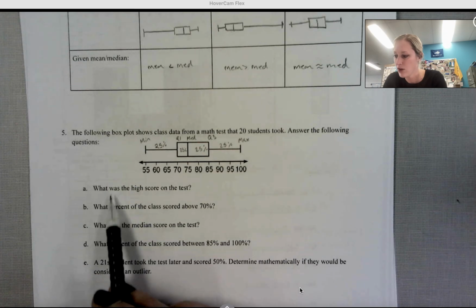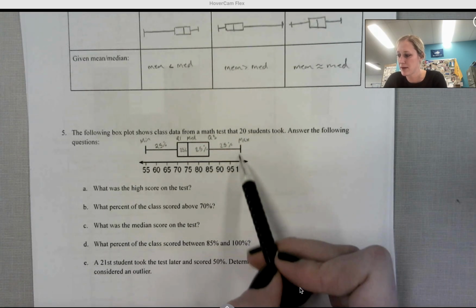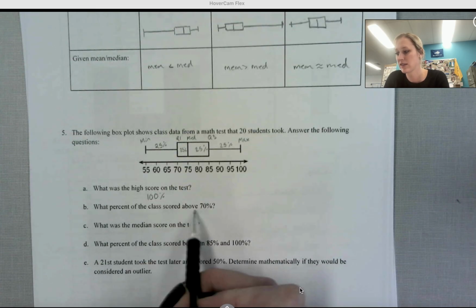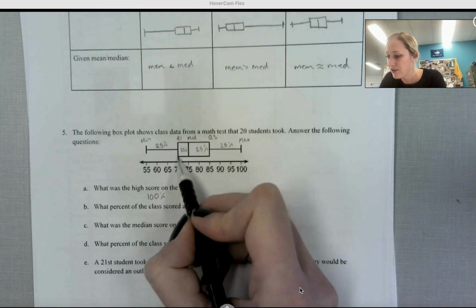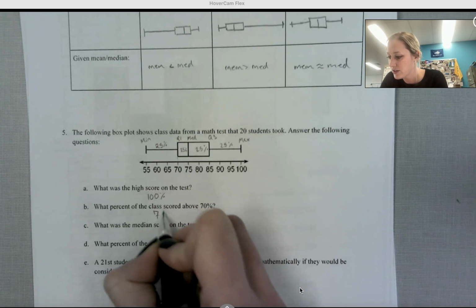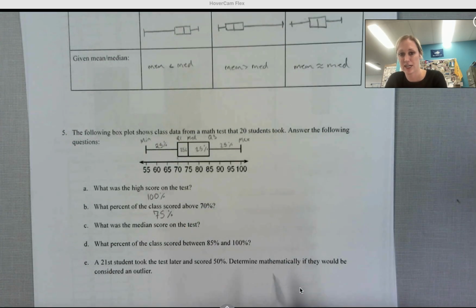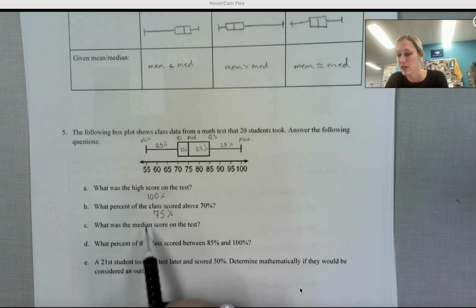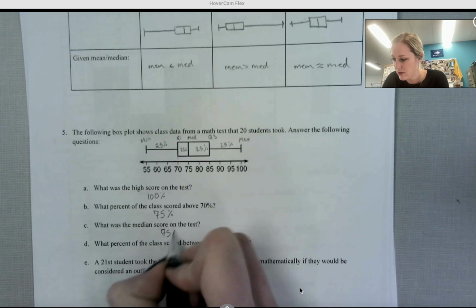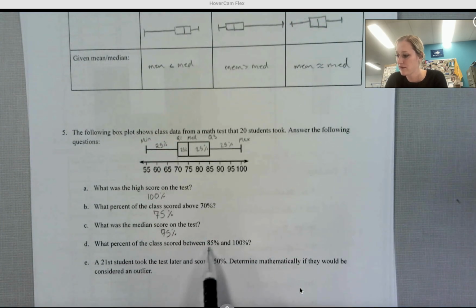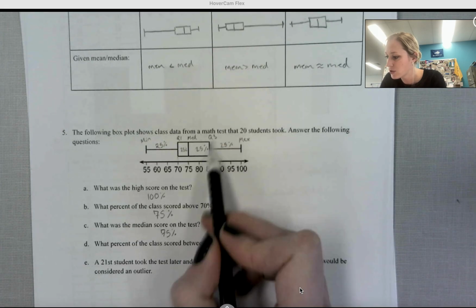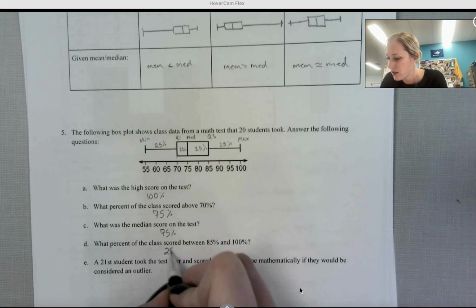Okay, so what's the highest score on the test? Well, we look at the max, it's at 100. Okay, what percent of the class scored above a 70? So 70 is here, so 25, 25, 25. Together, 75% of the class is above a 70. Okay, what was the median score? So here's the median, it's lined up with 75. Okay, what percent of the class scored between 85 and 100? So that is the last 25%.